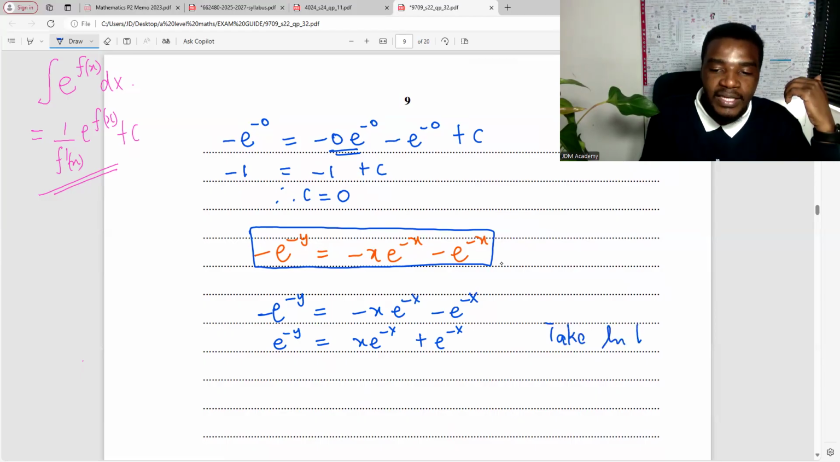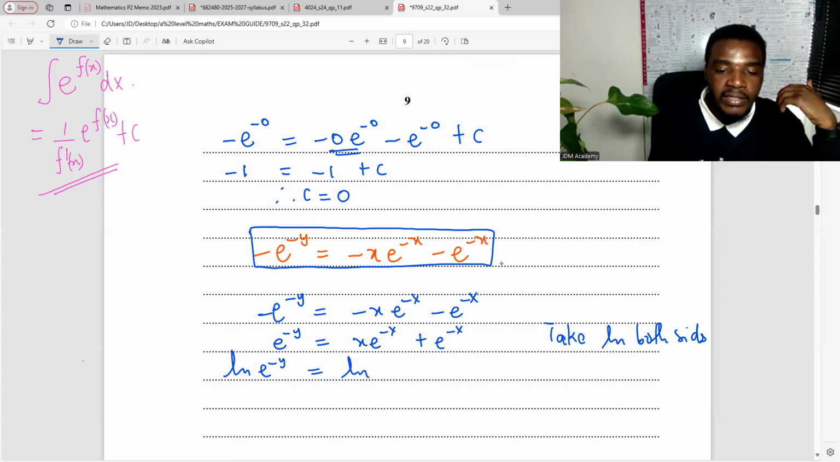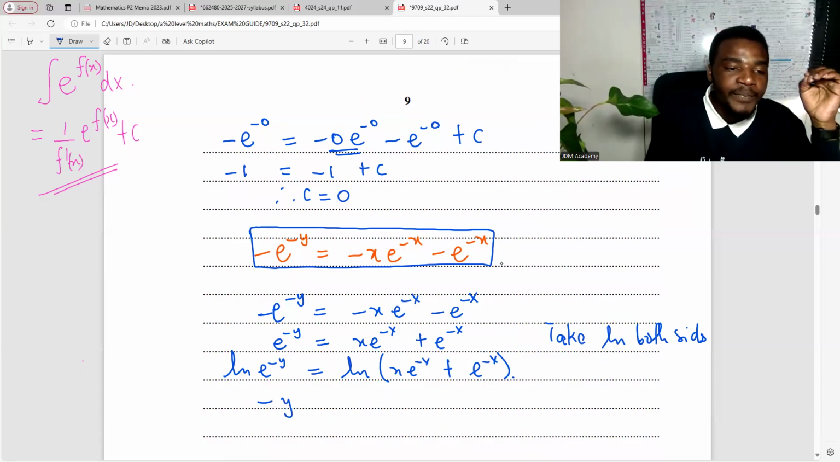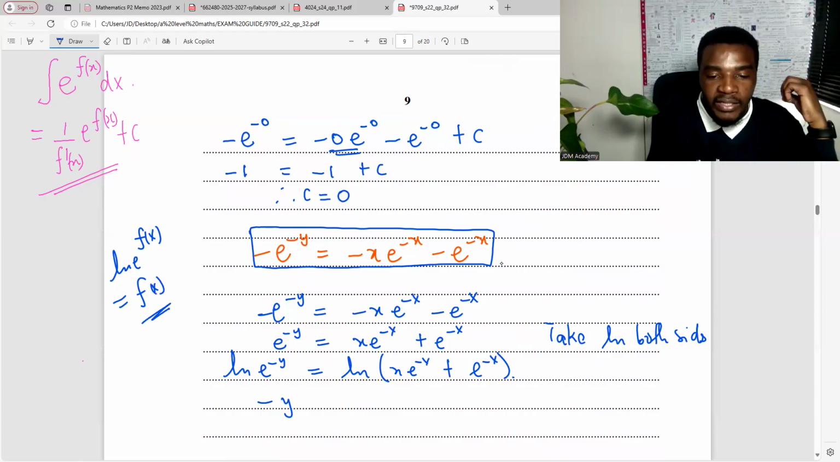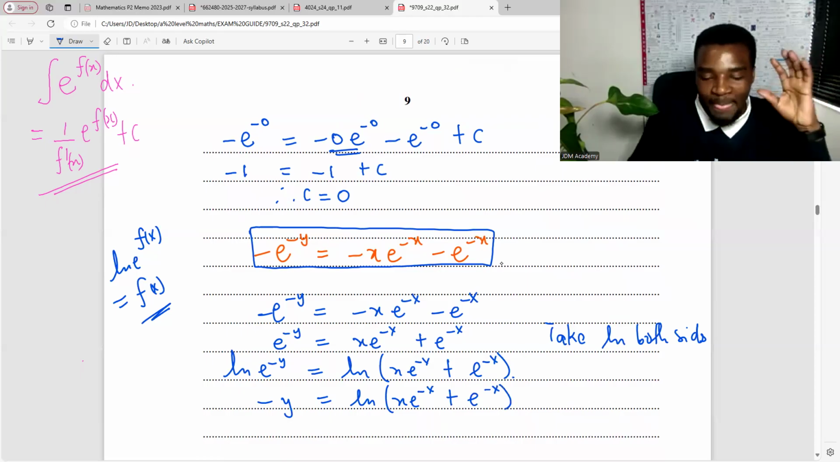Take ln both sides. So if we introduce natural logarithm both sides, we've got ln of e to the power of minus y is equivalent to ln of x times e to the power of minus x plus e to the power of minus x. So ln of e to the power of minus y gives us minus y, right? Remember, if you say ln of e to the power of anything, the answer that you get is that power. Okay, so minus y is equivalent to ln of x times e to the power of minus x plus e to the power of minus x.